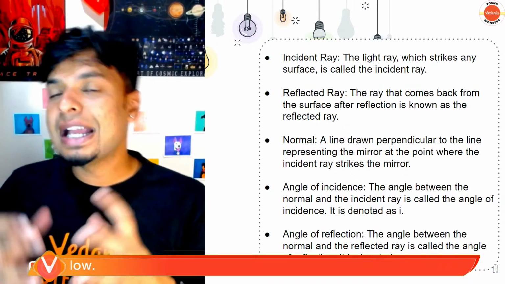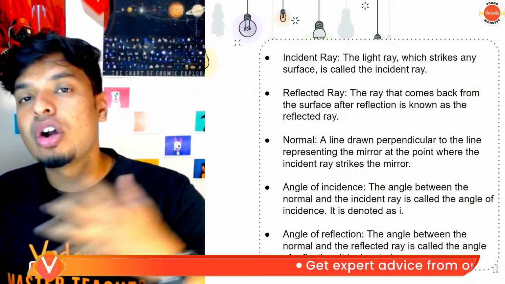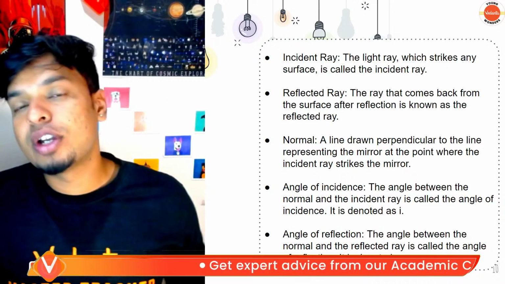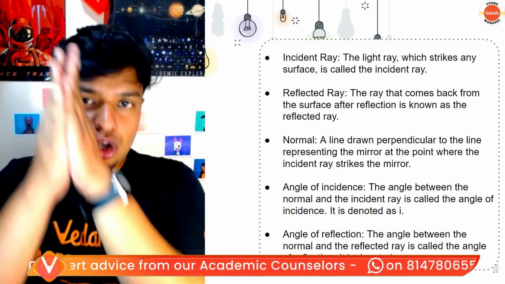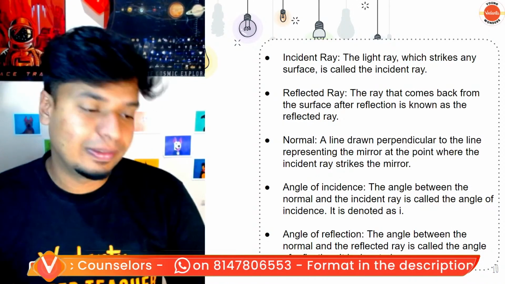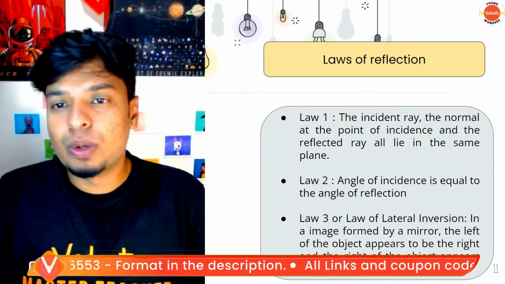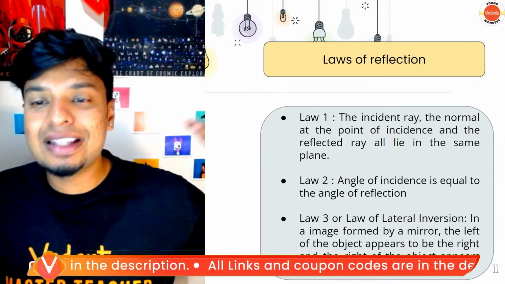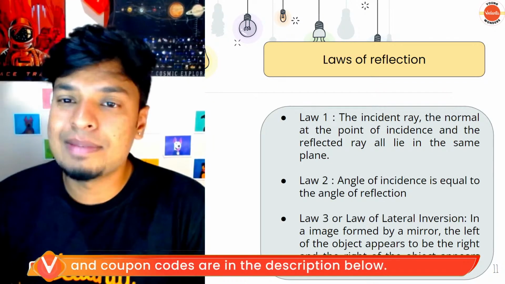Okay, now what is angle of incidence? The angle between the normal and the incident ray is called angle of incidence, denoted by letter I. And the angle of reflection is nothing but the angle between your normal and the reflected ray, denoted by the letter R. Got it? Simple. Great. So first law of reflection tells that the angle of incidence is equal to angle of reflection. That is simple.